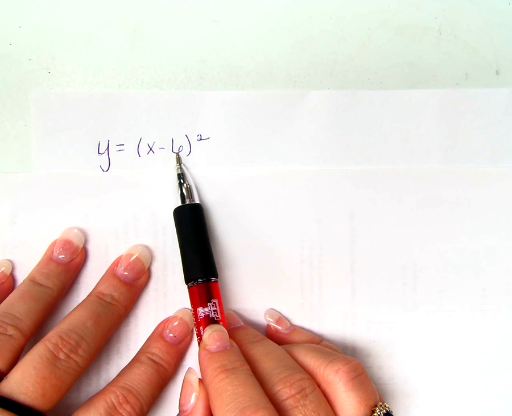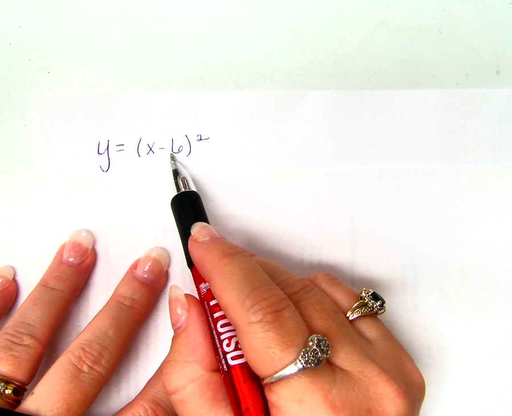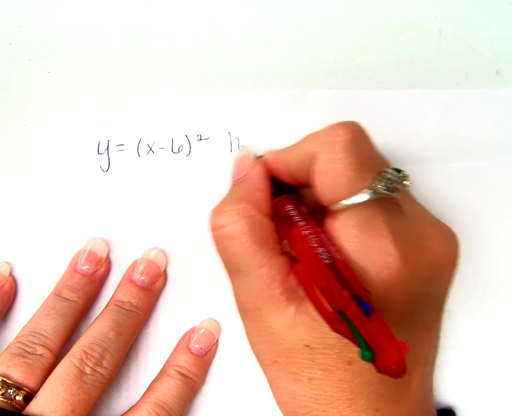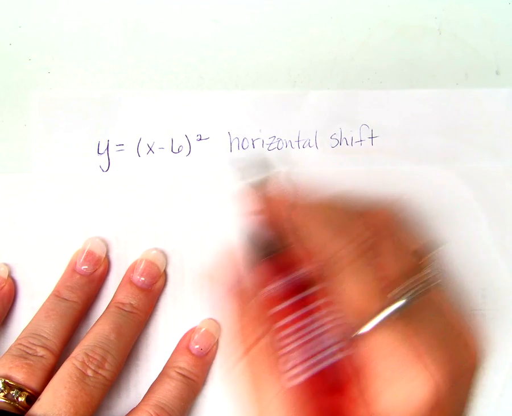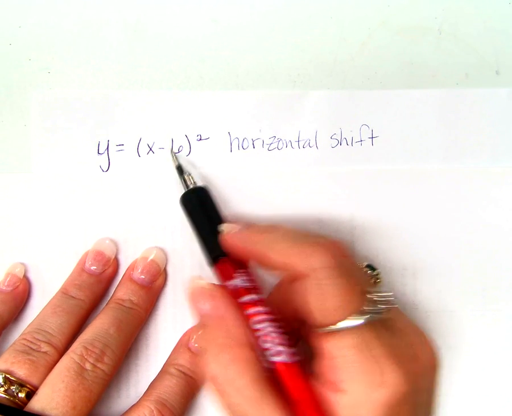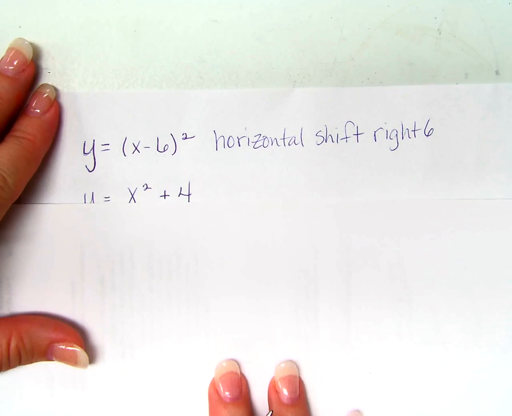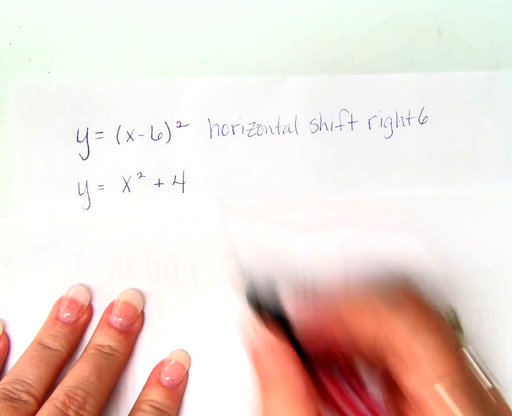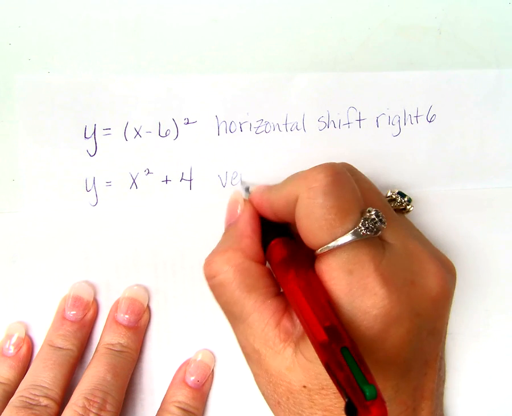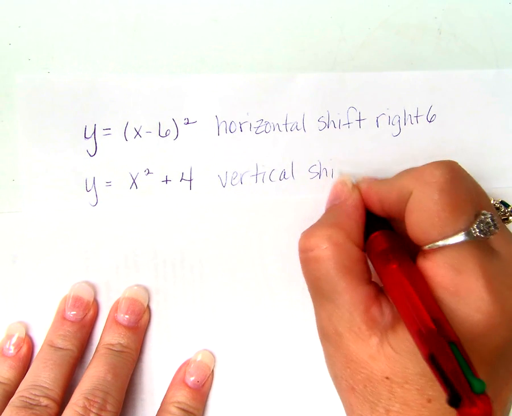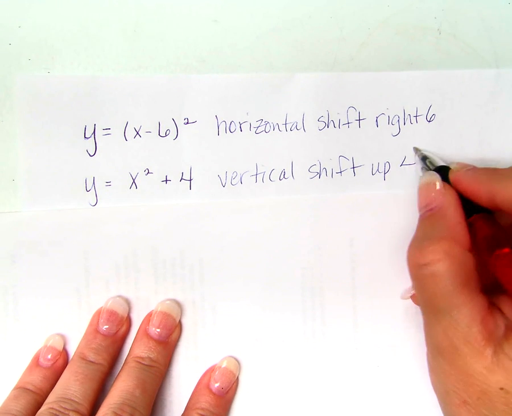We have a 6 inside, and if you'll remember from the beginning of the year, if it's inside, it's really opposite of what we think it should do. So this is going to be a horizontal shift. It's negative 6, so we think it should go left, but that means it goes right 6. Okay? What about this one? Y equals x squared plus 4. Well, it's outside of the main function, so that's going to cause a vertical shift. And this moves exactly how you think it should go. It's a vertical shift up 4 because it is positive 4.